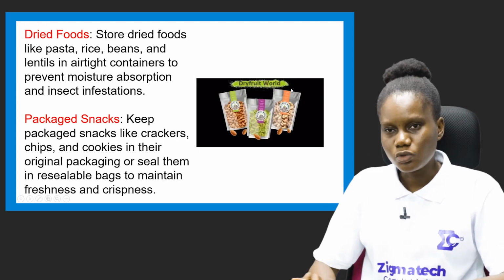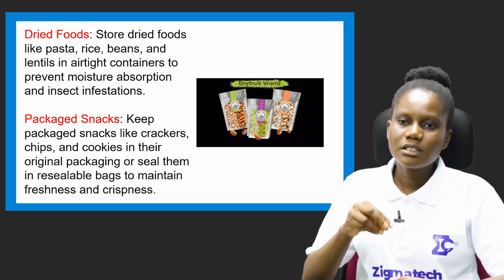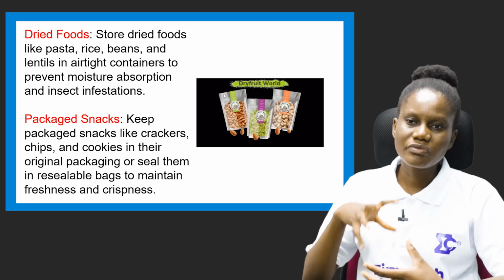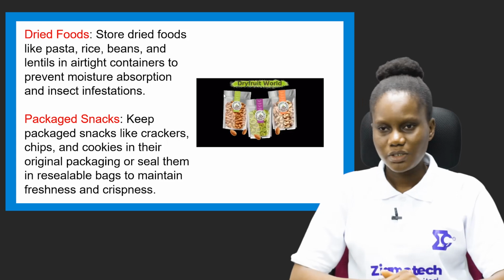Then for dried foods, store dry foods like pasta, rice, beans, and lentils in airtight containers to prevent moisture absorption and insect infestations.